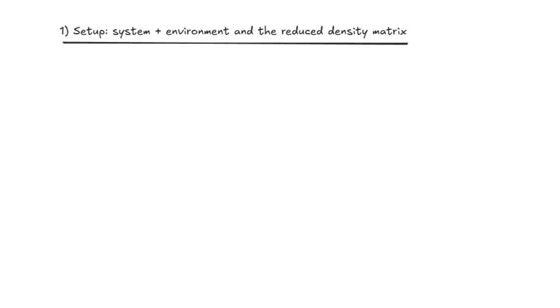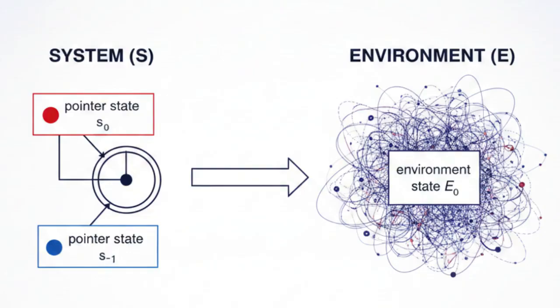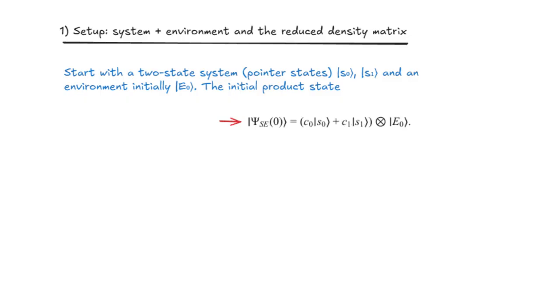1. Setup, system plus environment, and the reduced density matrix. Start with a system that can be in one of two distinct pointer states, which we will call state S0 and state S1. These are the two alternatives the system may eventually be found in. The environment begins in some initial state, which we will call environment state E0, the initial product state. The joint system environment state initially is C0 times system state S0 plus C1 times system state S1, all of it along with the environment still in its initial state E0.